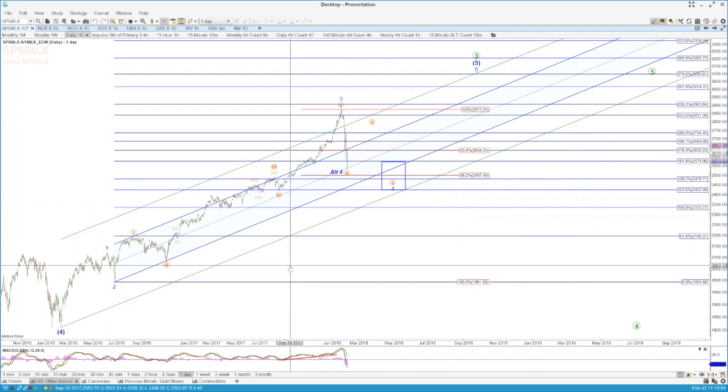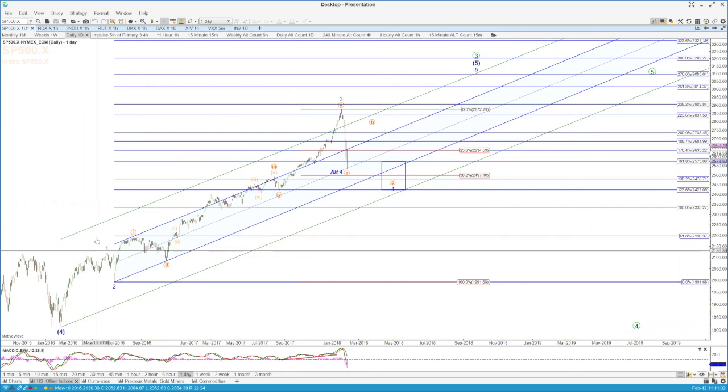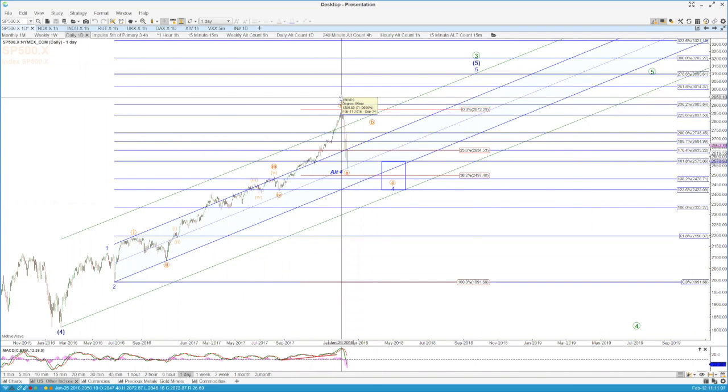So this is our long-term daily chart, counting up off the February 2016 low, which we have as an intermediate degree wave 4. And from there I can count 1, 2, and the top we saw recently in late January as the top of the wave 3 at minor degree off that February 2016 low, which puts us in the minor degree wave 4, which is the correction we've been expecting.